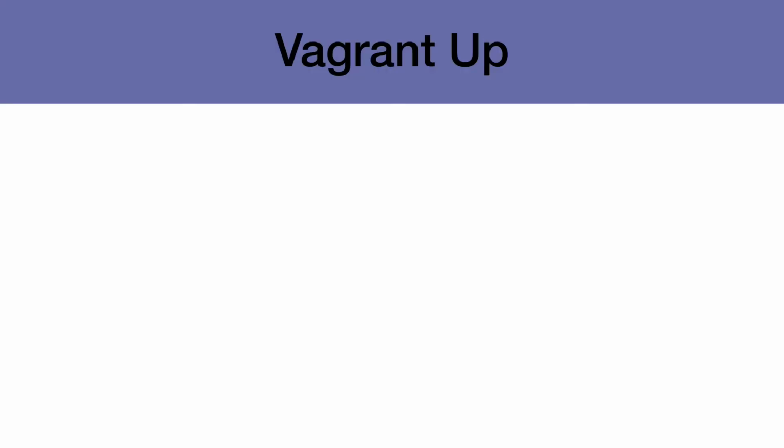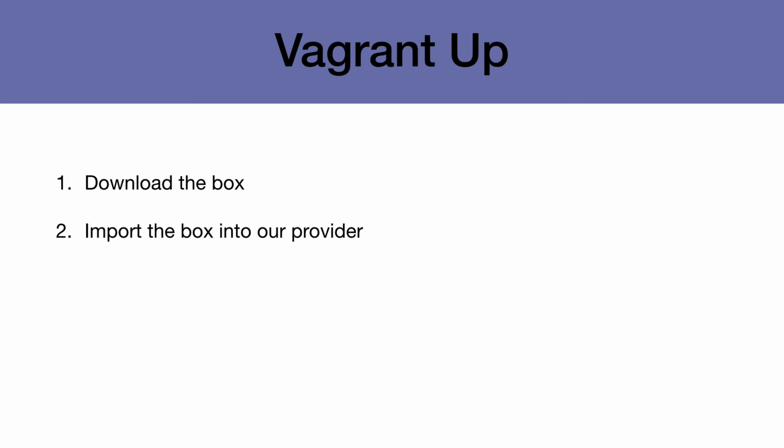Vagrant up will power on our development environment and run through the following steps. Download the box, if it hasn't been used on the system. Import the box into our provider, if it hasn't already. Power on the virtual machines, always. Run any scripts that we wrote to set up our development environment. The last step happens automatically if the box is imported during this run of Vagrant up, but can be manually run again later. We'll discuss this in another video. Let's do it now.